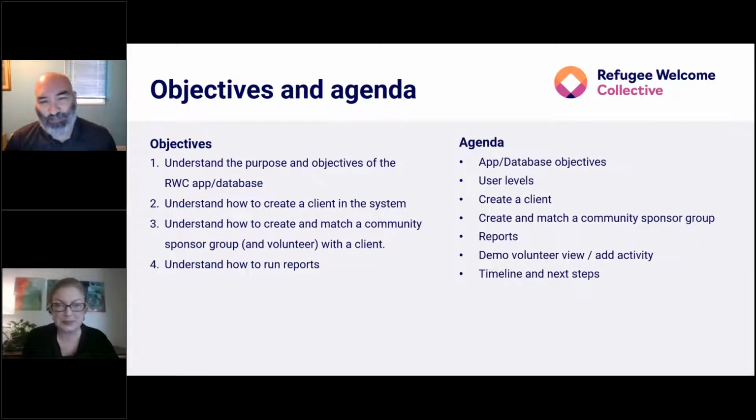Then we're going to talk about the objectives. We're going to talk about these different user levels, the local office level, the national office level, the volunteer level. We're going to walk you through a little bit of how to create a client, how to create that match with a community sponsor group, how to run reports, and then to demo the actual volunteer view. We're going to add an activity as if we're a volunteer. This is how we add that activity, and then we'll talk a little bit about timeline and next steps going forward.